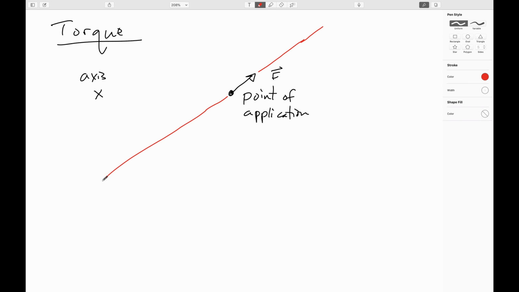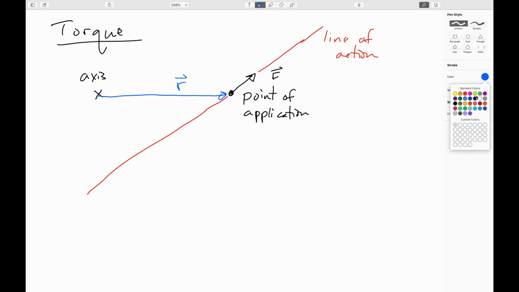The standard thing you do is you extend a line that goes through the point of application lined up with the force. This line gets called the line of action of the force. So conventionally, we'll be putting our coordinate system at the axis. So this would be the position of the point of application.